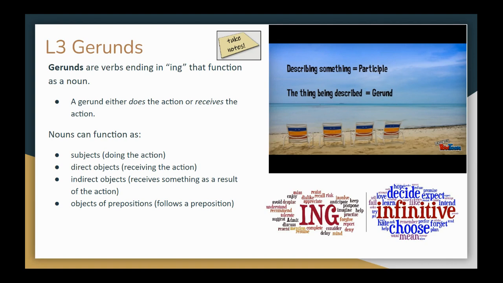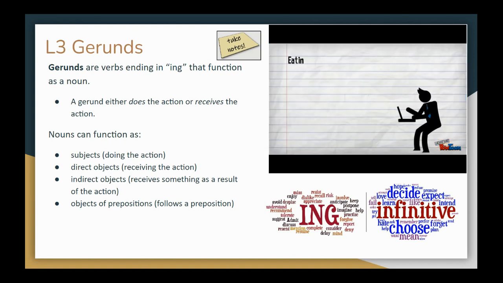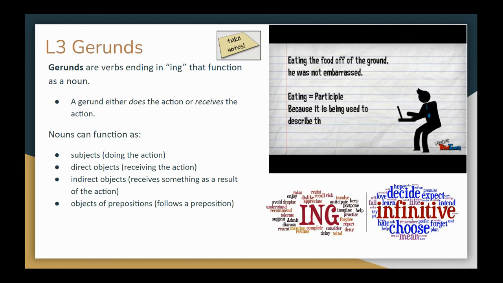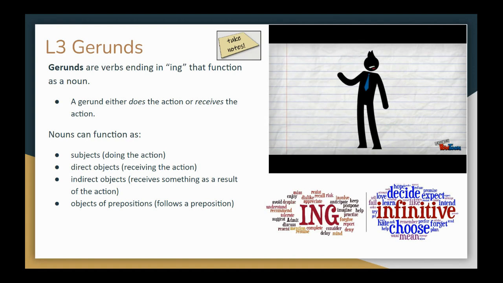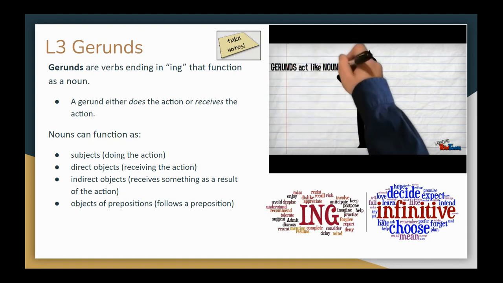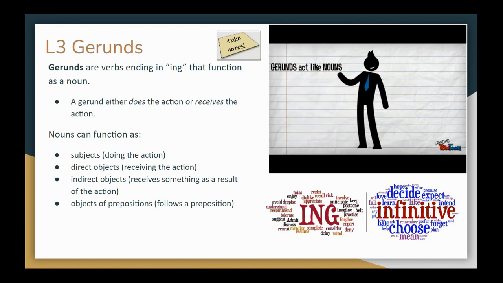Now let's look at another sentence. Eating the food off of the ground, he was not embarrassed. In this sentence, eating would be identified as a participle because it is a verb acting as an adjective to describe he. In the previous example, the word eating was a gerund because it was acting as the noun rather than describing one.